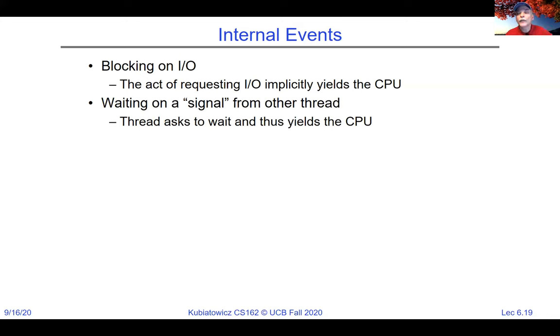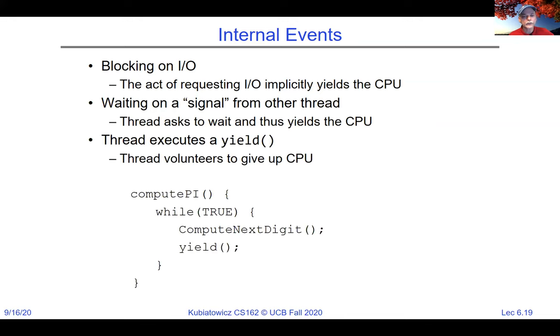Saying that you want to wait for a different thread or a different process, say with a signal operation, is another example of voluntarily giving up the CPU. You're saying, well, I have to wait, so go ahead and run that other thing for a while, because it doesn't do me any good to be in a loop waiting.